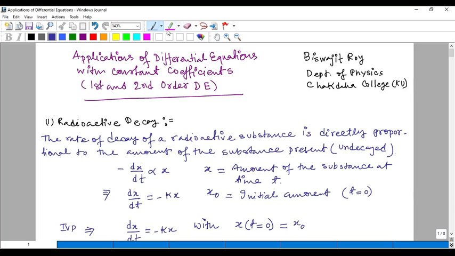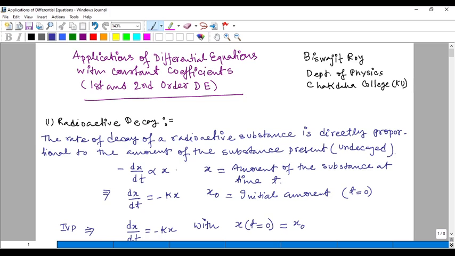We will discuss some applications of first order and second order differential equations having constant coefficients. So here, one of the most important examples of a first order differential equation is radioactive decay. In this phenomenon, the radioactive substance decays with time, and the rate of decay of that radioactive substance is directly proportional to the amount of the undecayed substance.